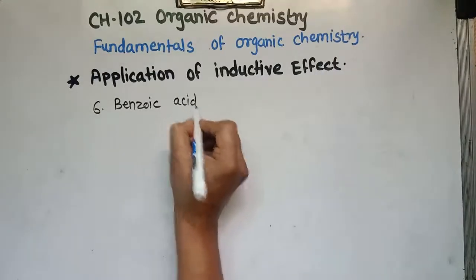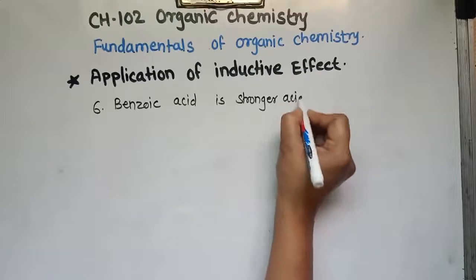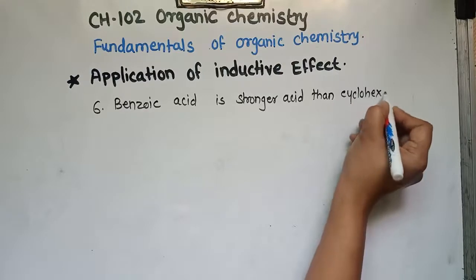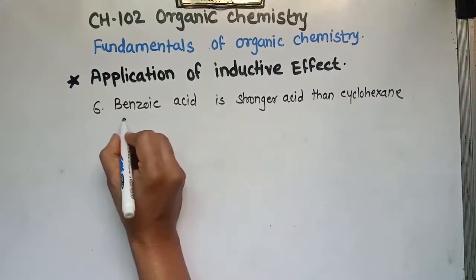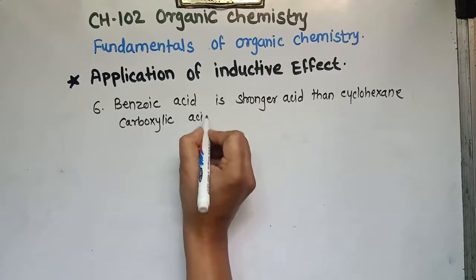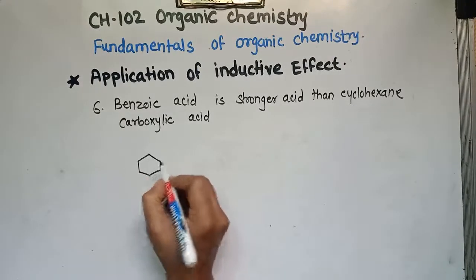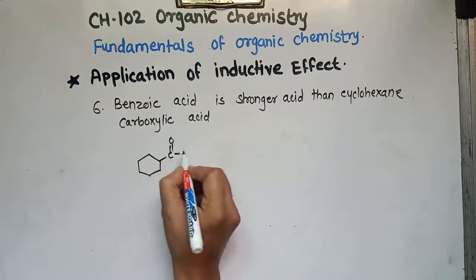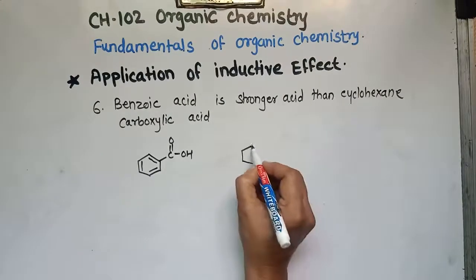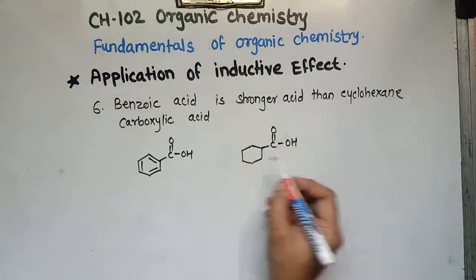Benzoic acid is a stronger acid than cyclohexane carboxylic acid. So this is the question. So we draw the structure. Benzoic acid, and this one is cyclohexane carboxylic acid.